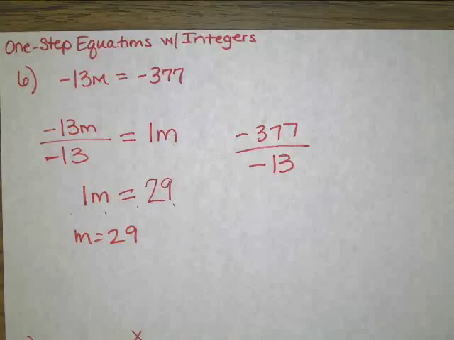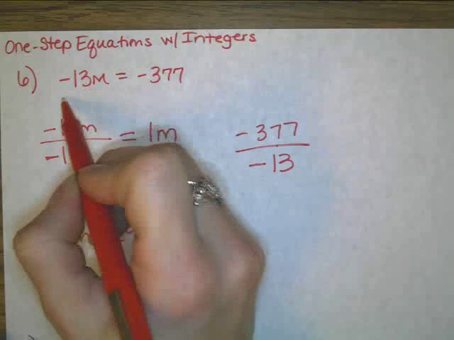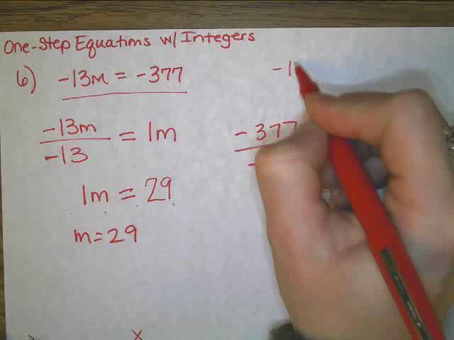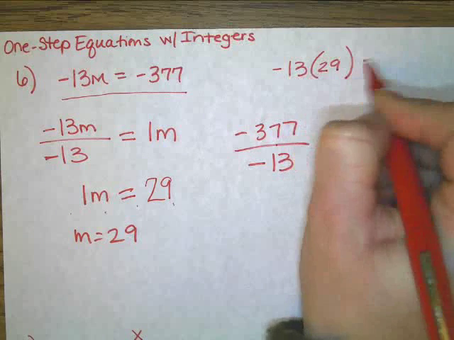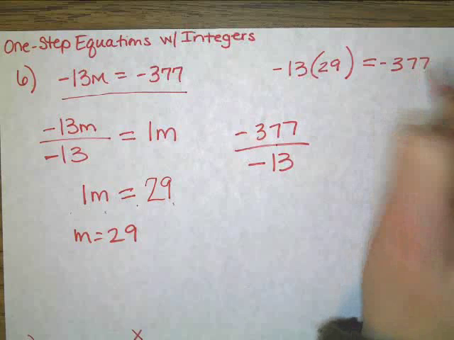Mike, is that the answer? I'm positive that's my answer. Done. Walk away from the problem. No, you have to check it. How do I check it? You plug in the number up here in my original equation. So I take negative 13, multiply it by 29, and make sure it equals negative 377.